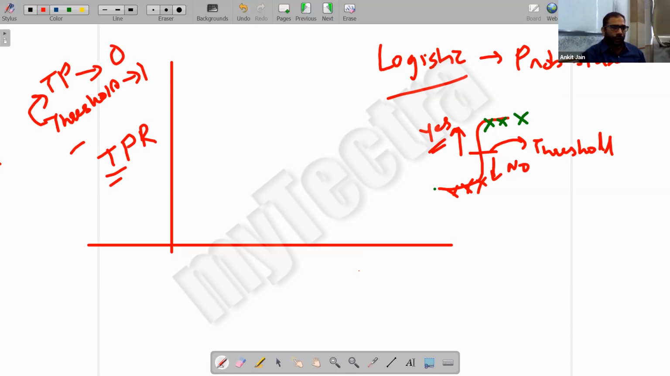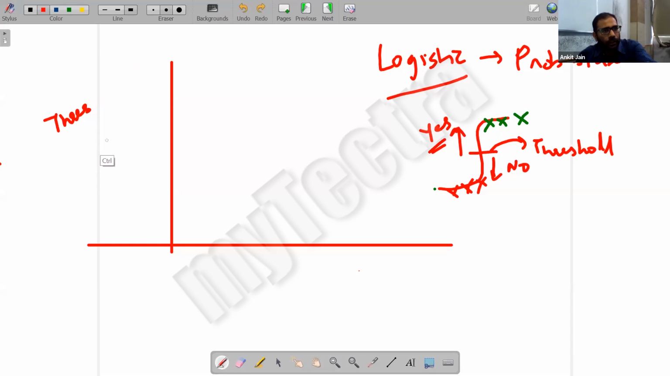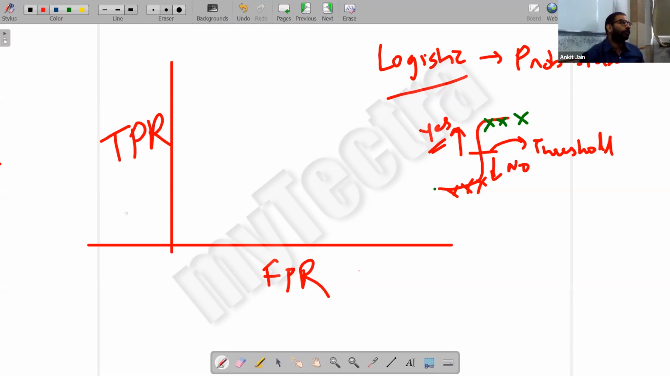So your true negative will be very high, right? And your false negative will also be very high, if you can see, because many yeses will go to no's. Are you getting the idea, right? So in this case, what we do is, in the ROC curve, we draw the graph between TPR and FPR, true positive rate and false positive rate.